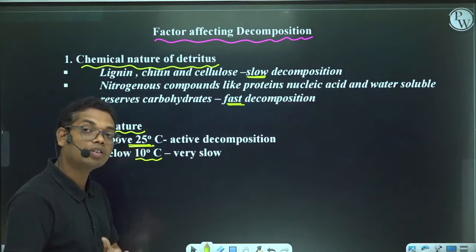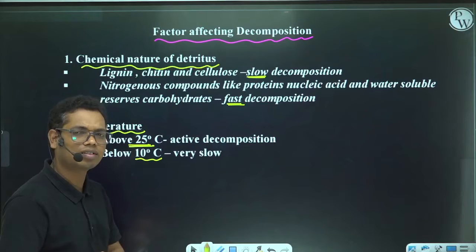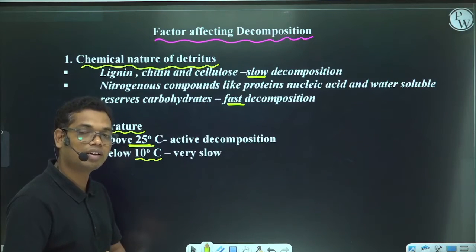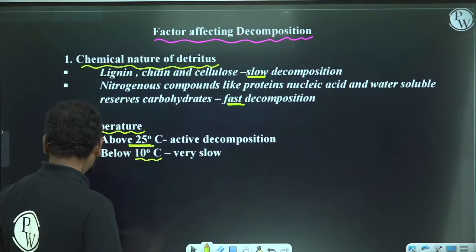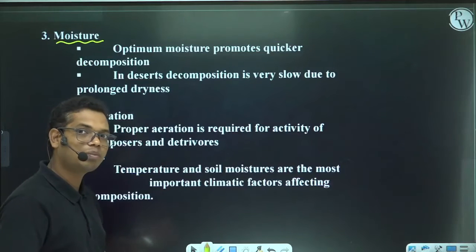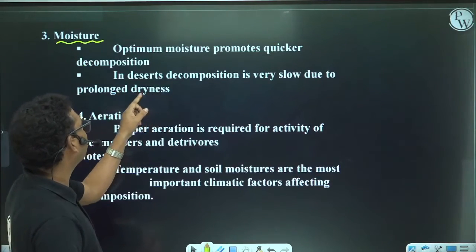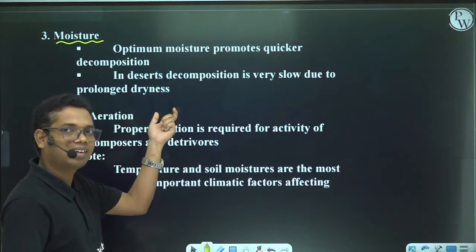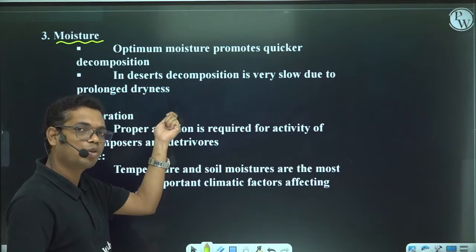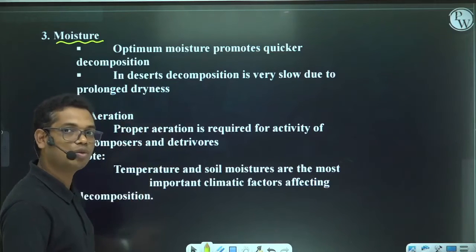Why? Because in that case moisture is very, very less. The condition is dry. So moisture is also important. Not only the temperature, moisture is also important, because in desert there is prolonged dryness. There is very less moisture. That is why the rate of decomposition is very, very slow.